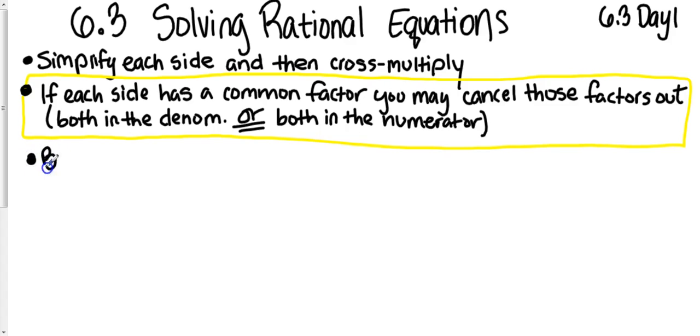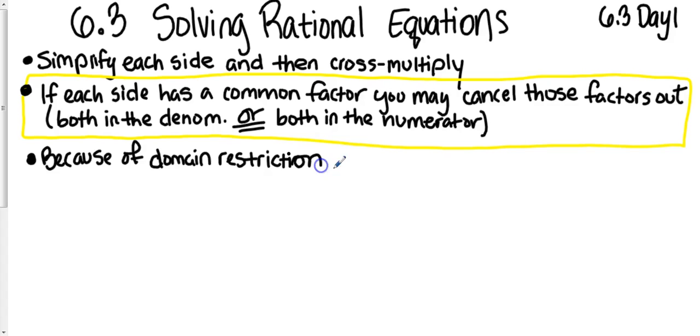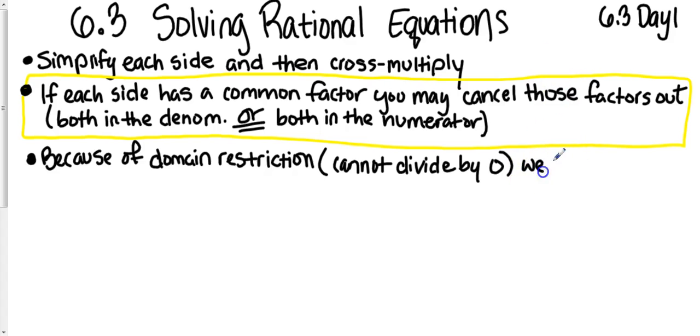And then lastly, because of domain restrictions, remember, we cannot divide by 0. We must check for extraneous solutions.